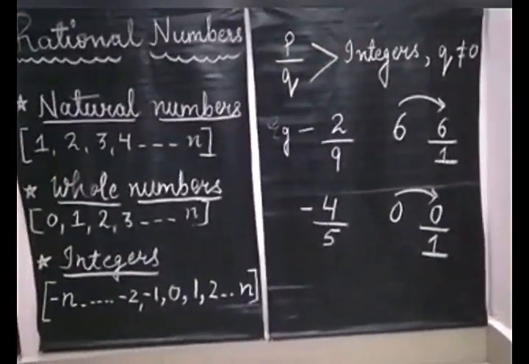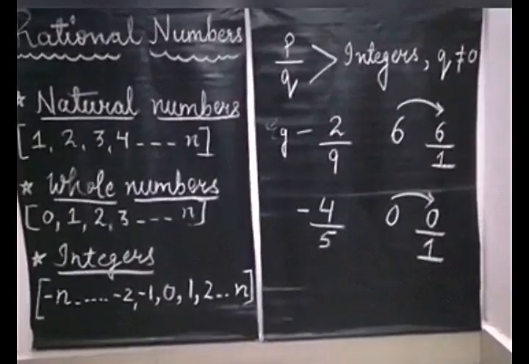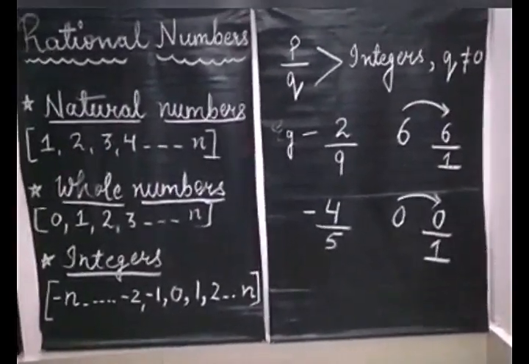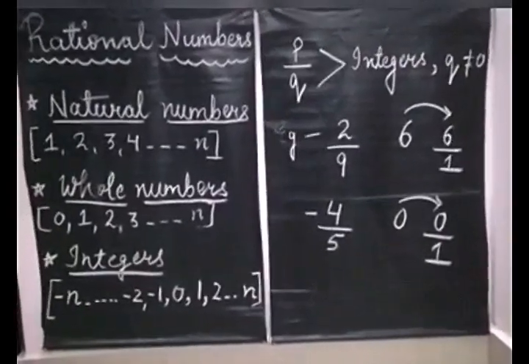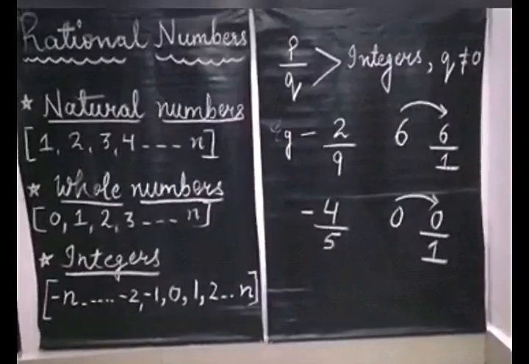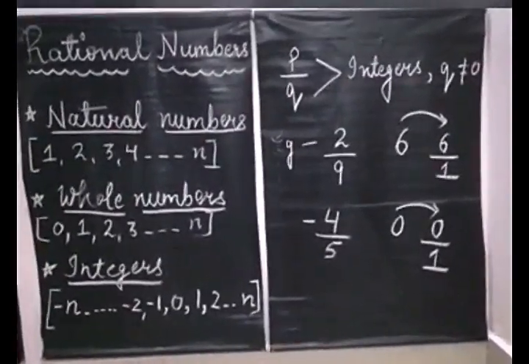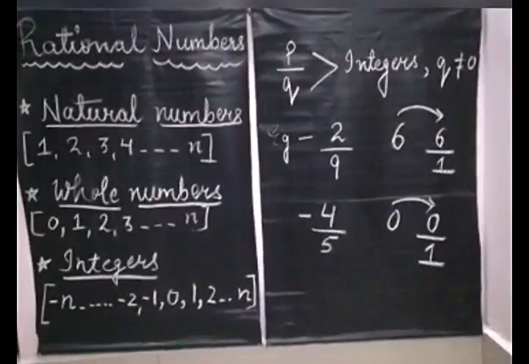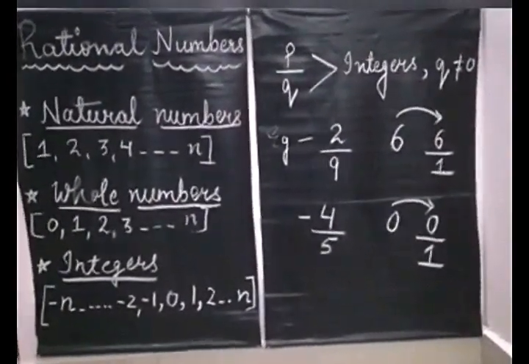The third example is -4 upon 5. Here p is -4 and q is 5. -4 is also an integer and 5 is also an integer, and both are in the form of p by q and q is not equal to 0. That's why -4 upon 5 is also a rational number.